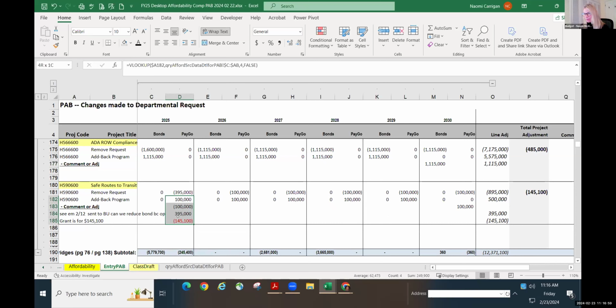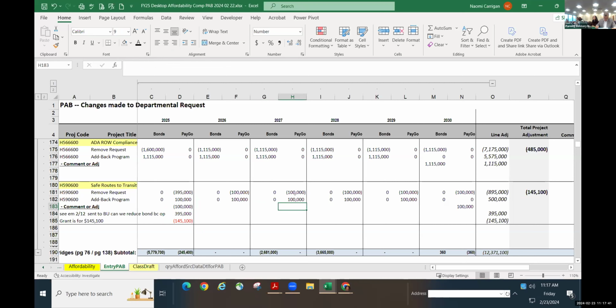Safe routes to transit. Oh, okay, this is the one. They needed additional funding because the funding that they received last year wasn't sufficient to complete a particular, I want to say, child project. And there is grant funding tied to it, so there is a reduction. So it looks like it's a decrease. Is that right? 395 minus 140. It is. That's a reduction. We'll keep that one.